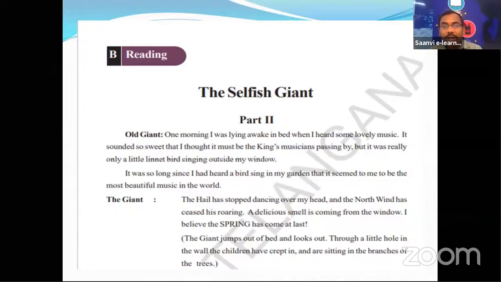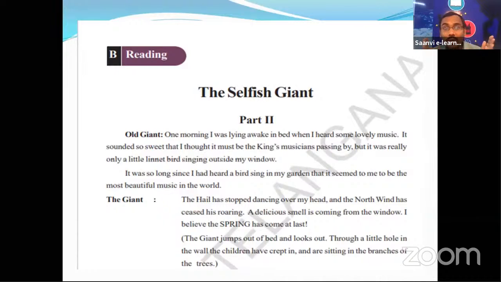So a little linnet bird entered the garden of the selfish giant. He never thought of it, isn't it? Why? Because for many days, no birds, no spring season had arrived in his garden. It was so long since I had heard a bird sing in my garden that it seemed to me to be the most beautiful music in the world. So the giant had not been hearing music for a long period of time, because when the spring refused to come to the garden of the selfish giant, no birds entered his garden.